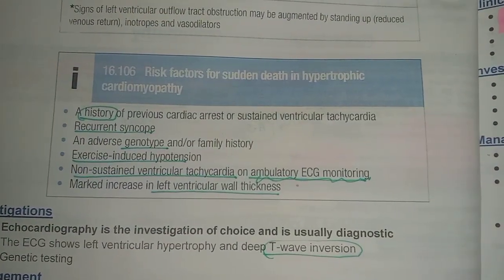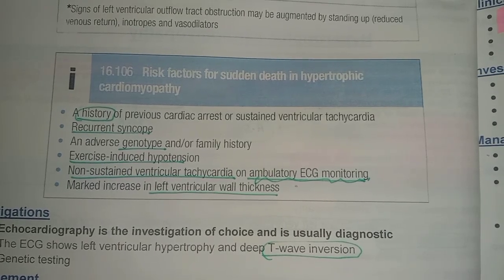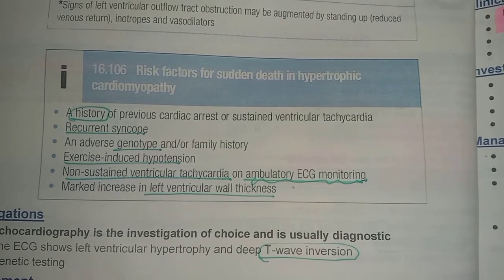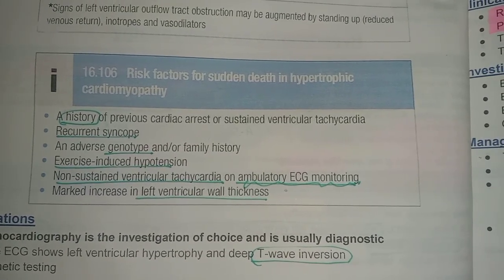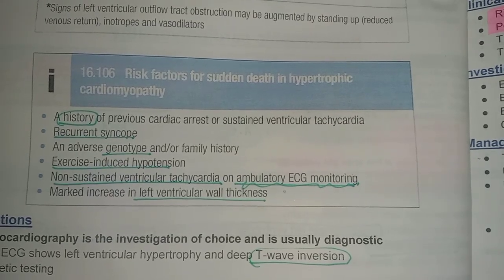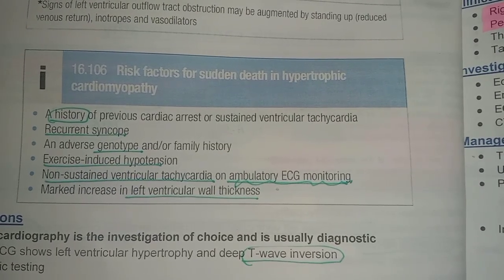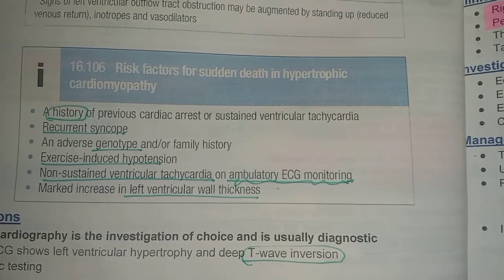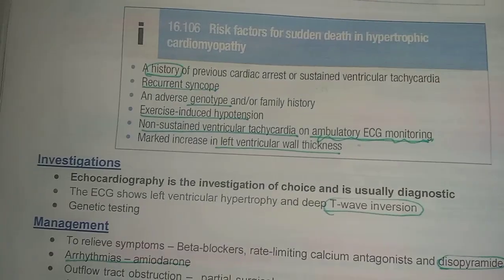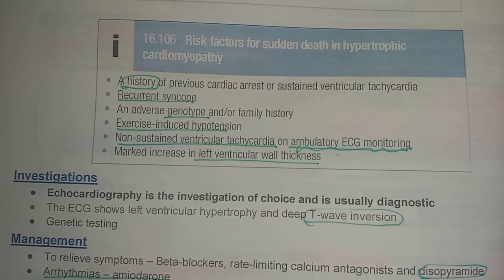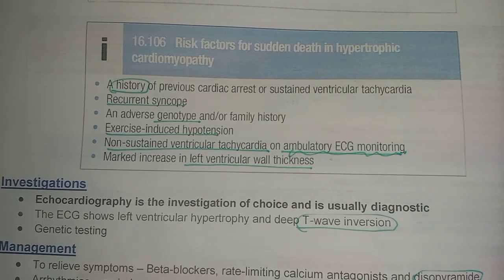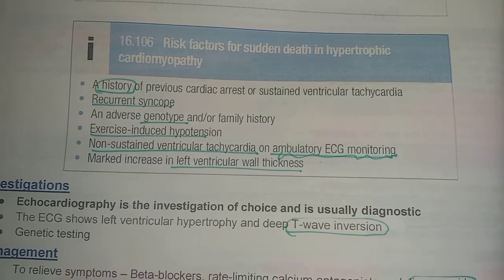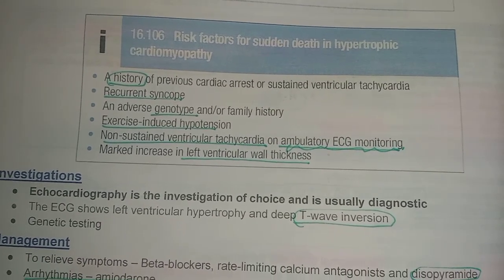Risk factors for sudden death in hypertrophic cardiomyopathy include history of previous cardiac arrest, recurrent syncope, adverse genotype, exercise-induced hypotension, and non-sustained ventricular tachycardia on ambulatory ECG monitoring. Then there is marked increase in left ventricular wall thickness. Investigations we do are echocardiography and ECG, and on ECG we see T wave inversion, and genetic testing.